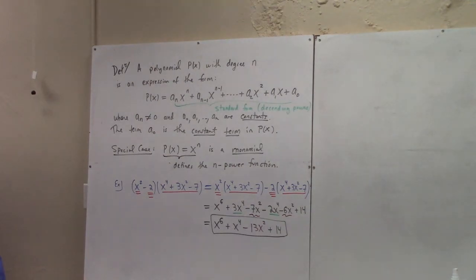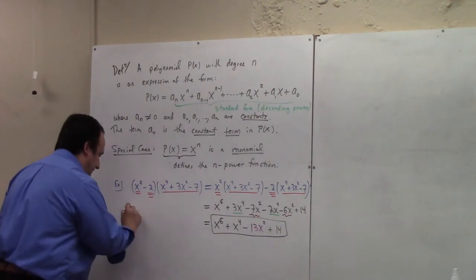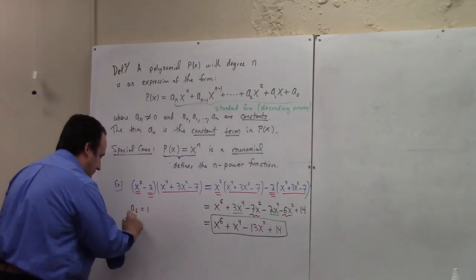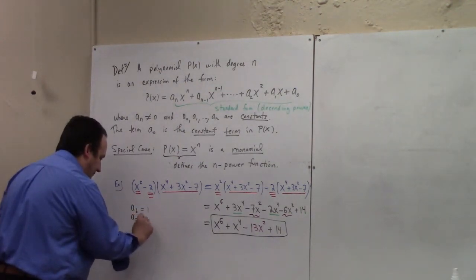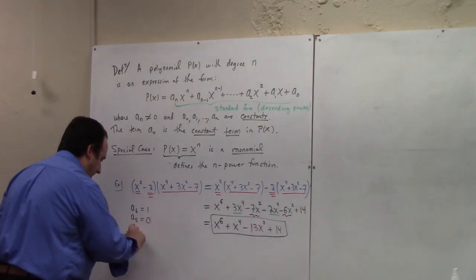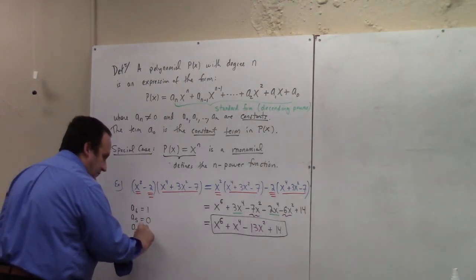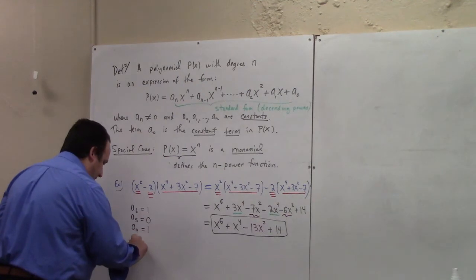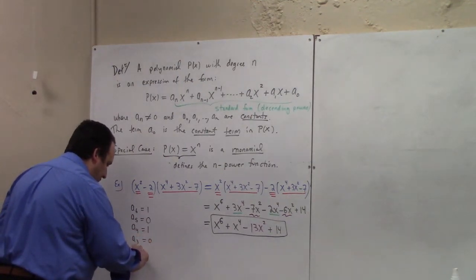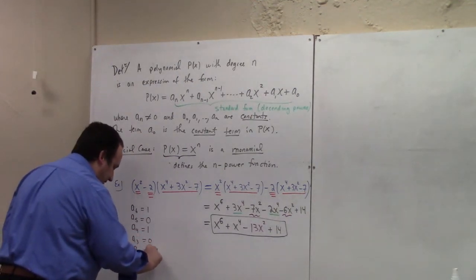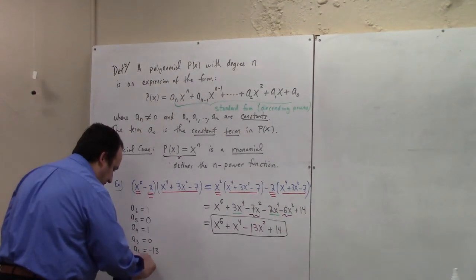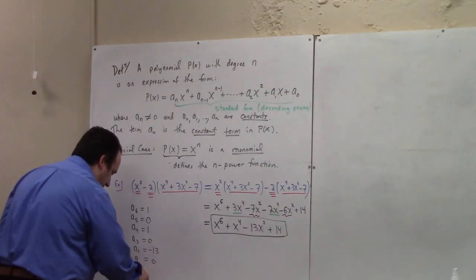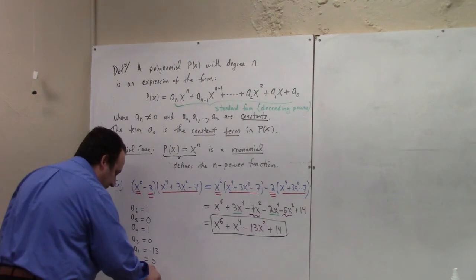Can you tell me what the coefficients are in this one? By the way, this one has a sub 6 equals 1, a sub 5 equals 0, a sub 4 equals 1, a sub 3 equals 0, a sub 2 equals minus 13, a sub 1 equals 0, and a sub 0 equals 14.